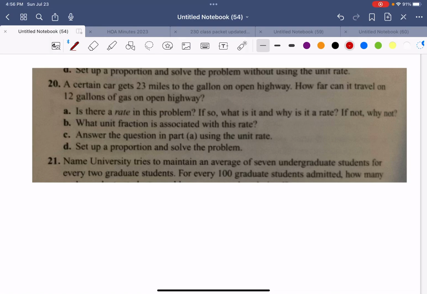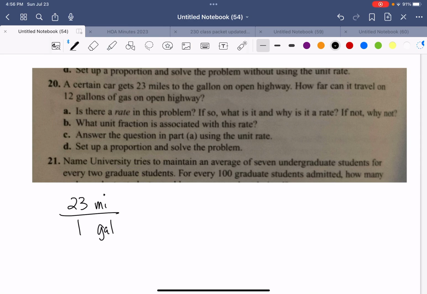Okay, so this is number 20 from homework from 9.2. A certain car gets 23 miles to the gallon. So that means 23 miles in 1 gallon, right? Getting miles per gallon means per 1 gallon. How far can it travel on 12 gallons of gas on an open highway?